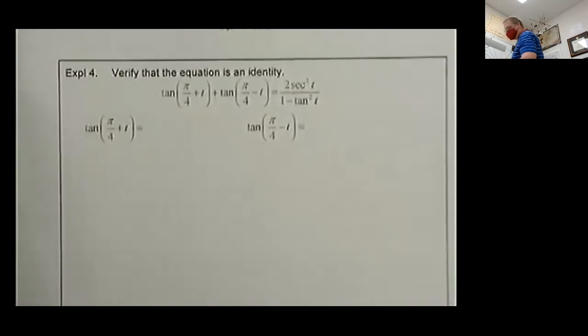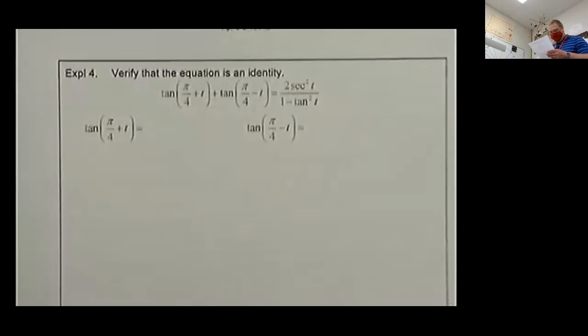Example 4, we can also verify that an equation is an identity. So we want to verify that tangent of pi/4 plus t plus tangent of pi/4 minus t is equal to 2 secant squared t over 1 minus tangent squared of t. All right, we're going to start this by recalling our tangent sum and difference formula.